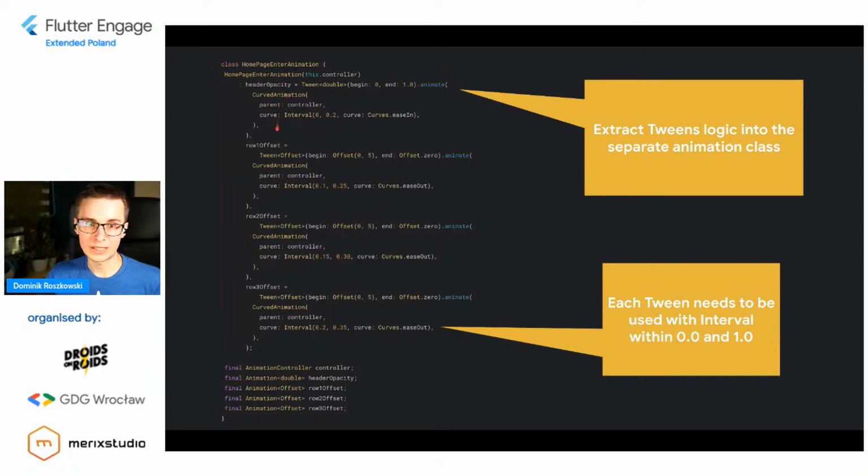So for each of the steps, I create this tween. So header opacity, row offset, row offset, row offset. The first one is my tween of double, and then the rest are tween of offset. They all start with 0, or here it starts with 0.5, which is below the screen. And for instance, opacity ends at 1, and offset ends at zero.